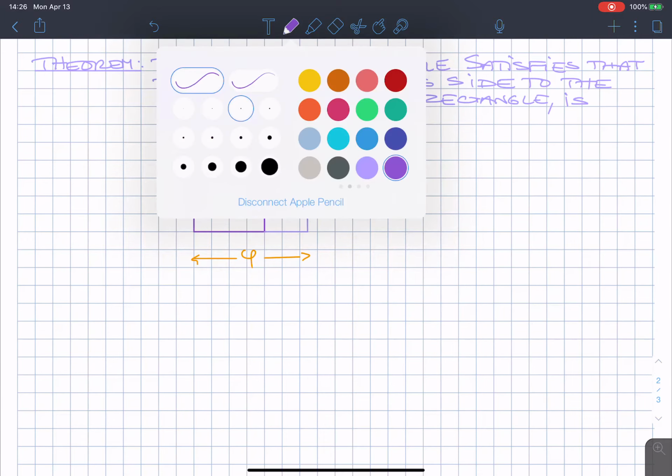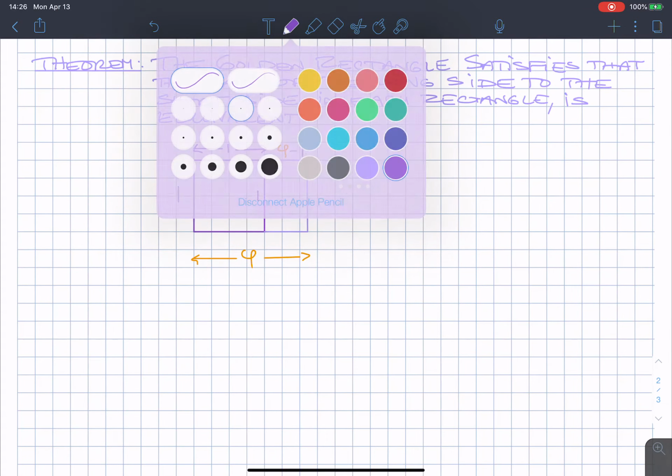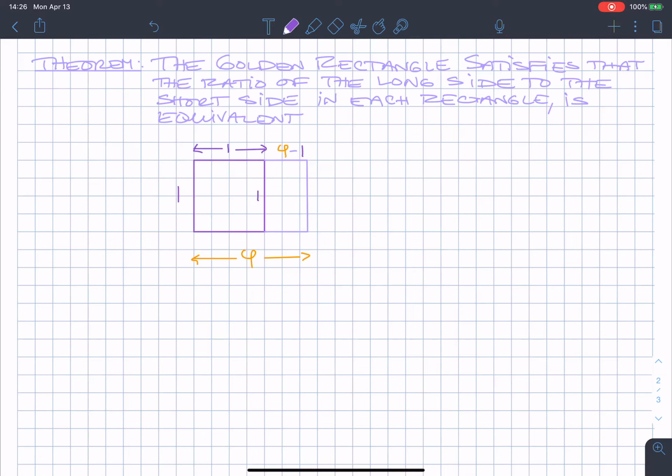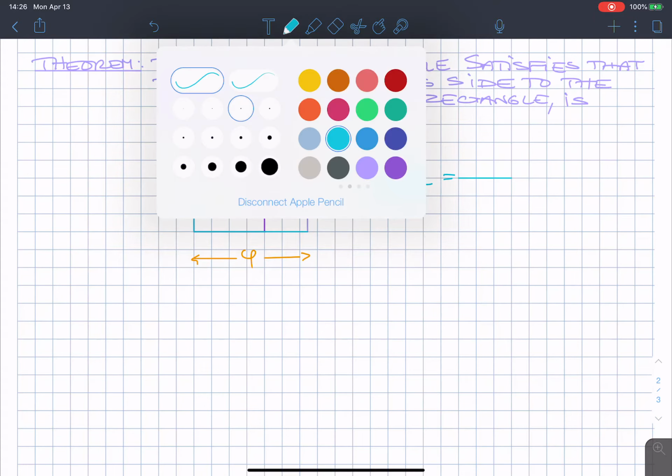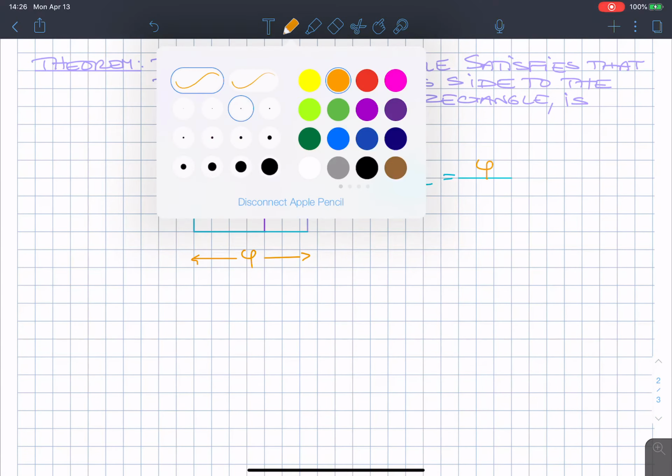So what we're saying is that the large rectangle, long side to short side. So what I want to do is long side to short side. So how should I do this? Let's look at the larger rectangle, which would be this. So long over short in the larger rectangle is going to be the golden ratio phi over the short side 1.